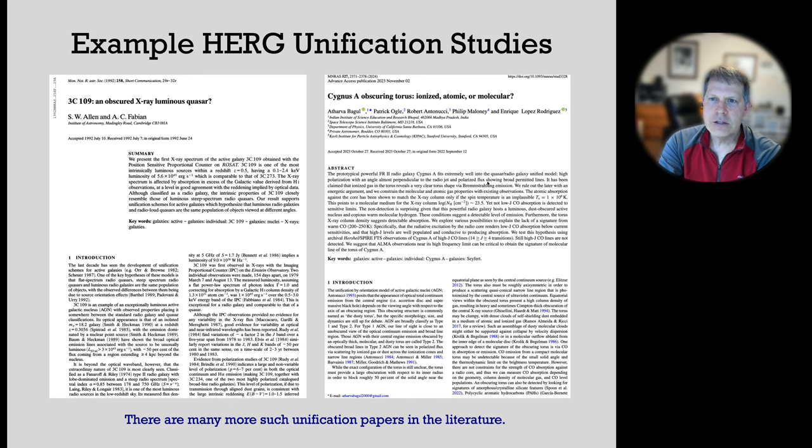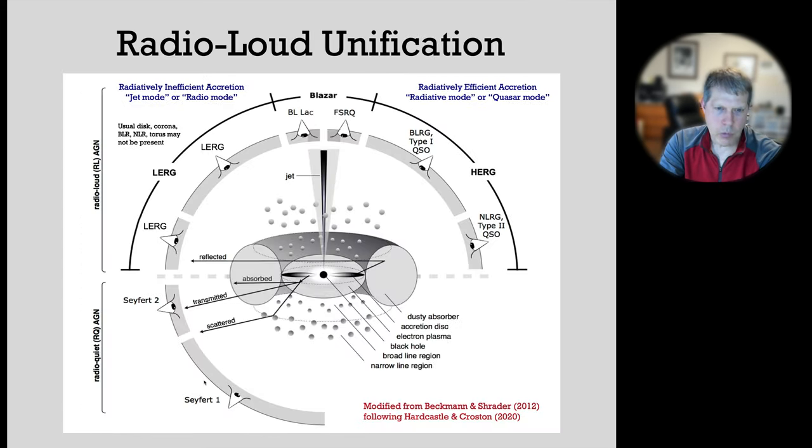And you have polarized flux showing broad permitted lines. So you're, again, getting a periscopic view down into the hidden broad line region. And there's an older paper led by Patrick Ogle and collaborators that presented some of that evidence. Anyway, here's a recent study. And there are many other such studies for the high excitation radio galaxies. Essentially, the unified model, like what we talked about for the radio quiet system, seems to work pretty well for the high excitation radio galaxies.